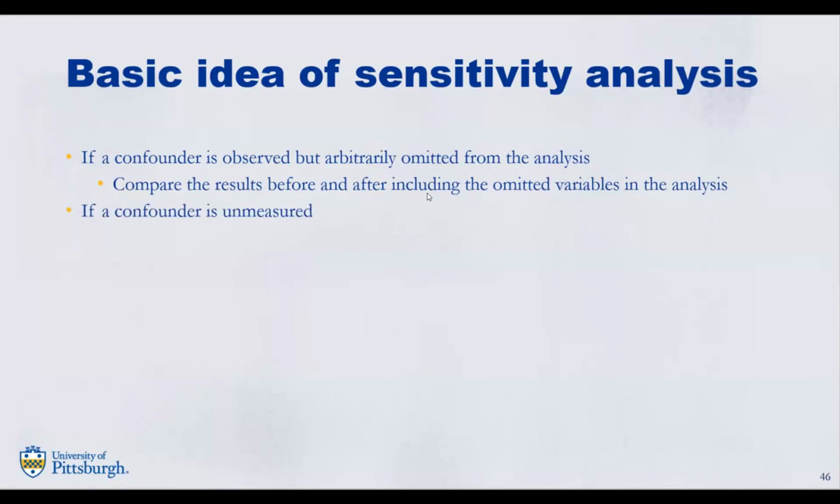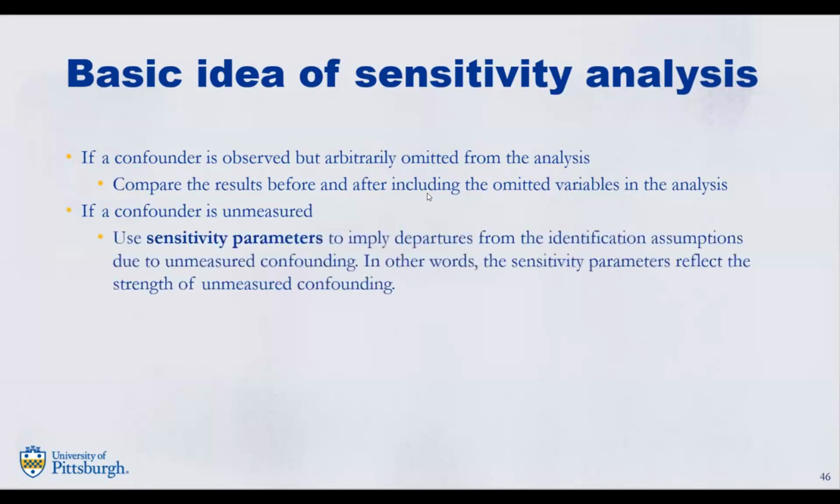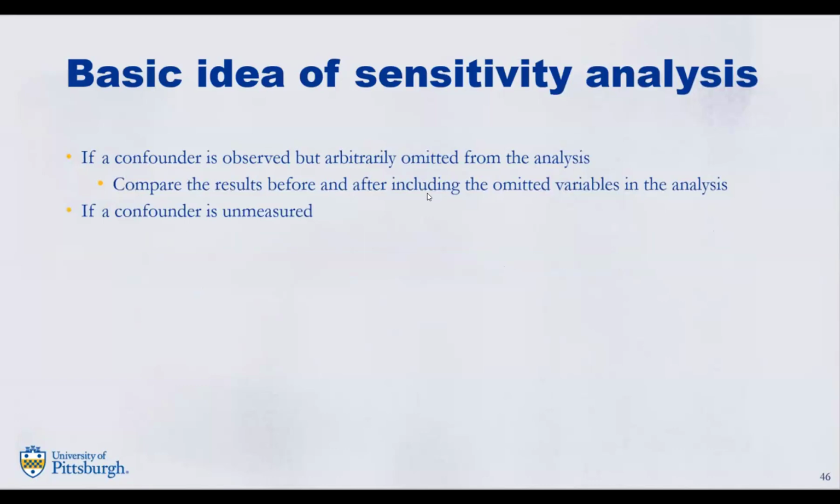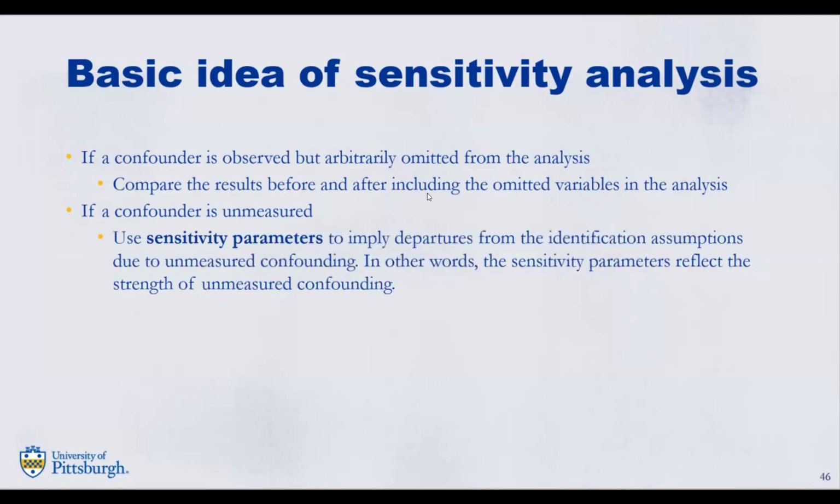And the tricky thing is that if a confounder is unmeasured, what shall we do? Then we can use sensitivity parameters to imply departures from the identification assumptions due to unmeasured confounding. In other words, the sensitivity parameters reflect the strength of unmeasured confounding. The stronger the unmeasured confounding is, the stronger sensitivity parameters are, the stronger the departure from the identification assumptions would be.